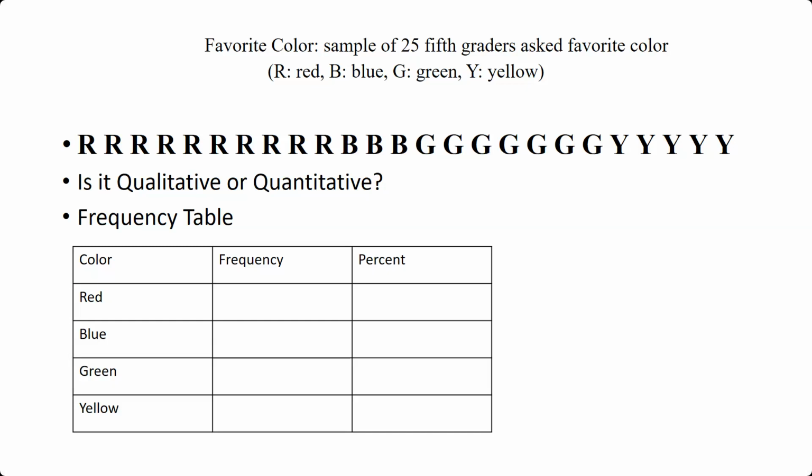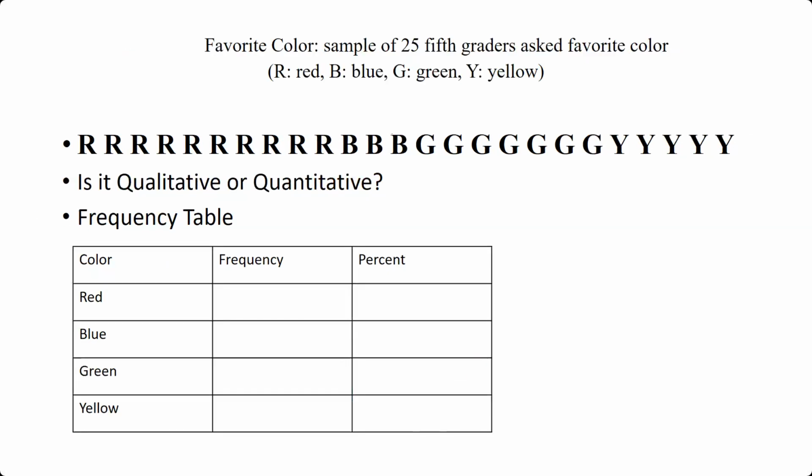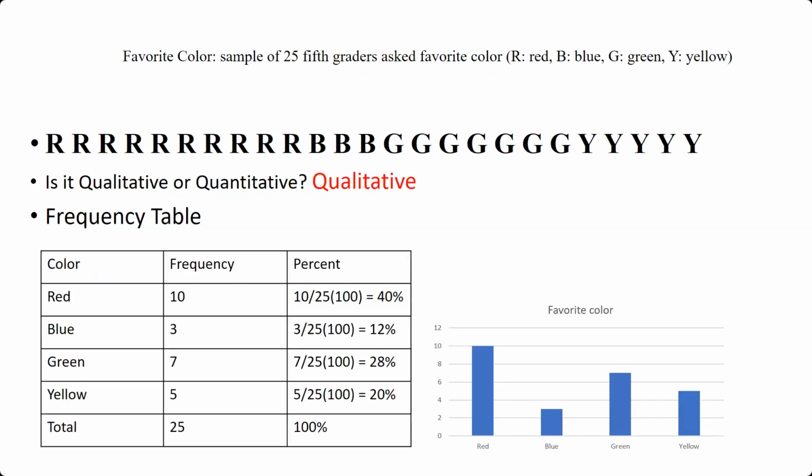So there's 10 that are red. Blue's frequency is how many blues there are, 3. Green is 7, and yellow. Oh, I didn't separate my bar graph. So this is our frequency, and there's 25 of them.